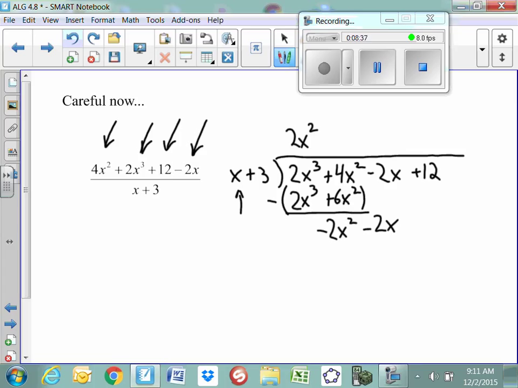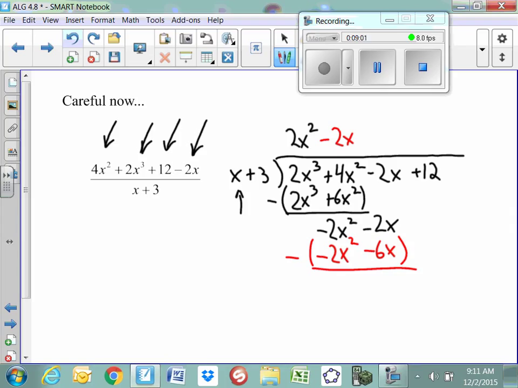I'm going to ask the question again. How many times does x go into negative 2x squared? That's negative 2x times. Negative 2x times x is negative 2x squared. Negative 2x times 3 is minus 6x. Remembering that I'm going to subtract these, negative 2x squared minus a negative 2x squared is negative 2x squared plus 2x squared, which is 0. Always going to get a 0.